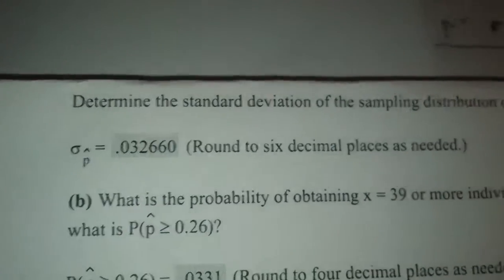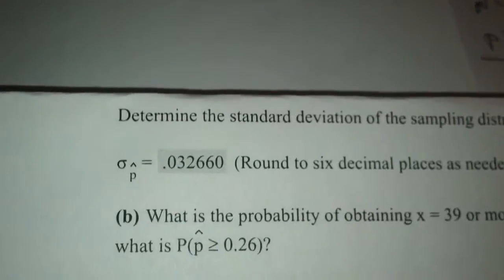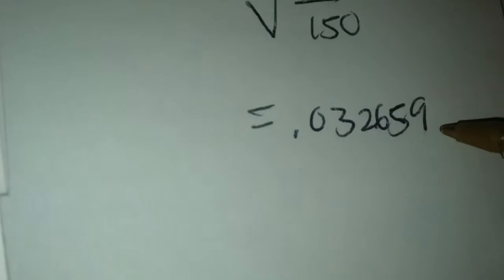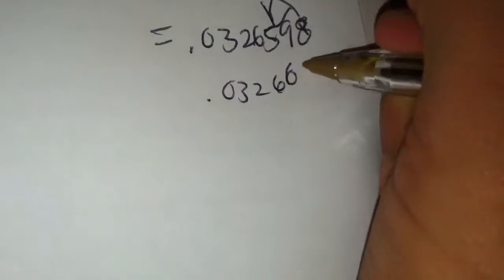Alright, here they want us to round to 6 decimals. So right here we have 1, 2, 3, 4, 5, 6. Wait, we forgot our number. Since right here it's 0.032660, because this rounded up to this, that gives us 0.032660. This is what we get.